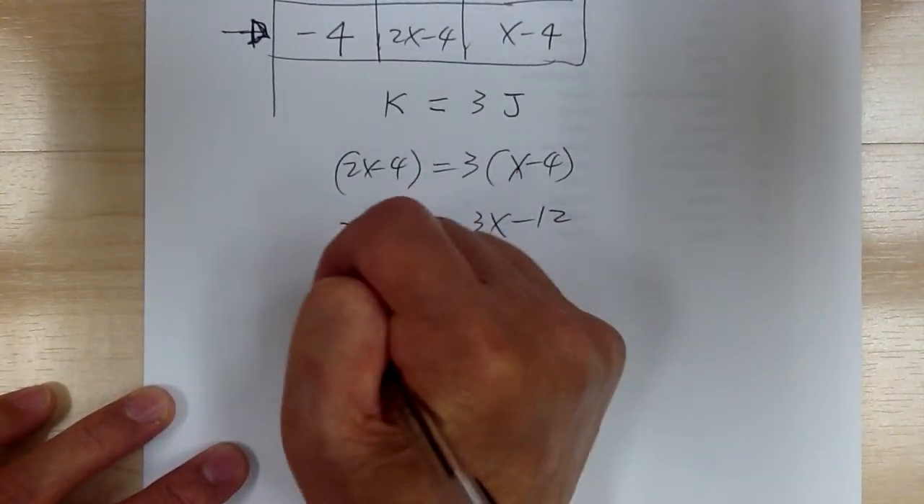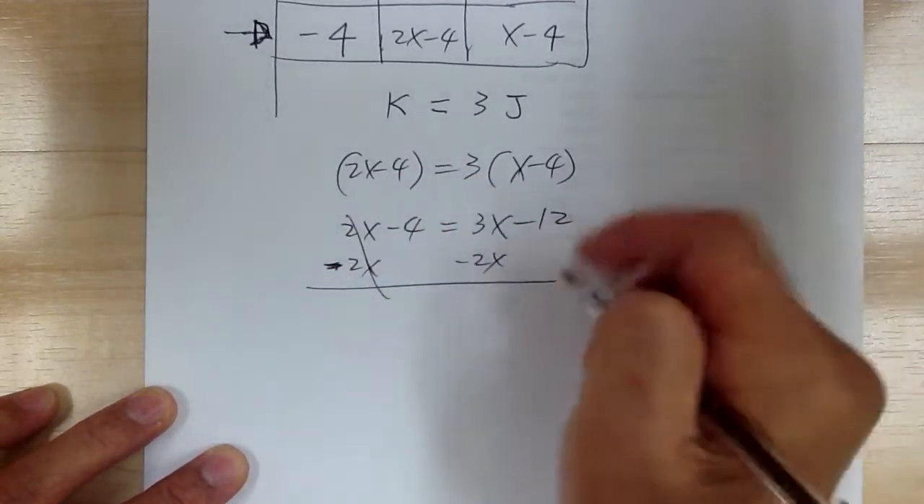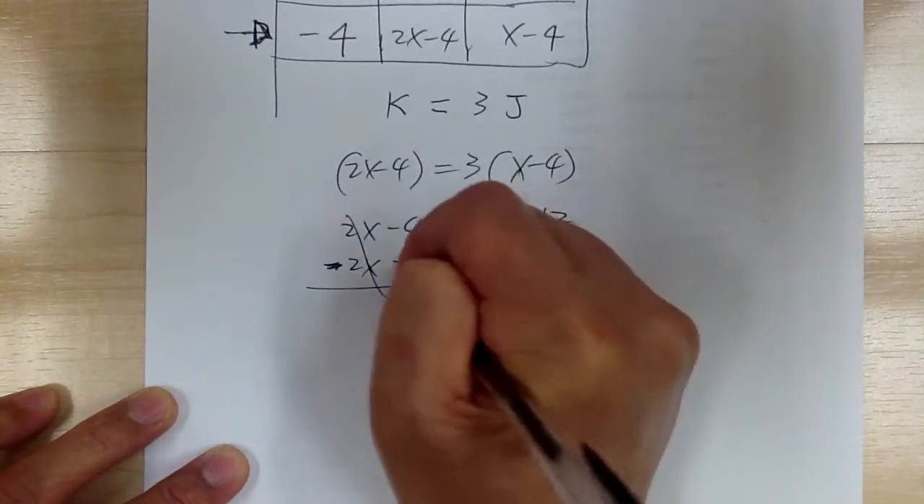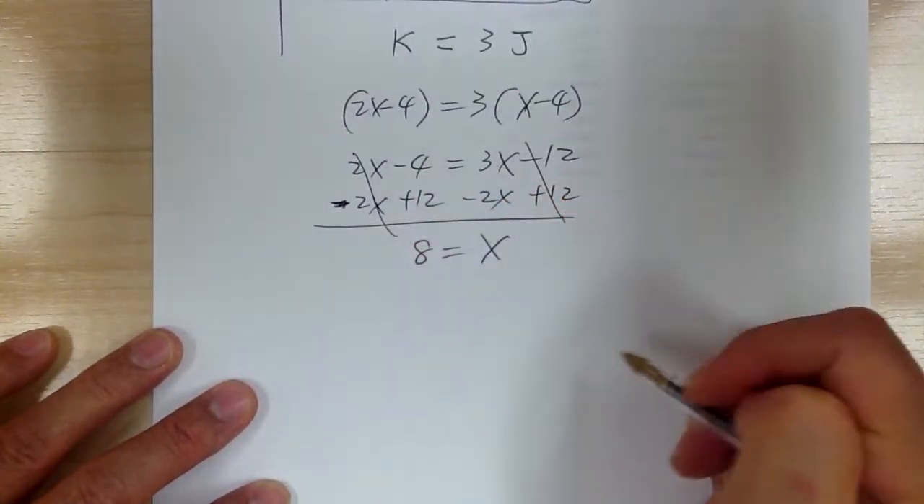Then you're going to go and solve. First take care of the variable. So minus 2x, so this cancels out. And you're going to plus 12, so this cancels out. So you got 8 equal to x.